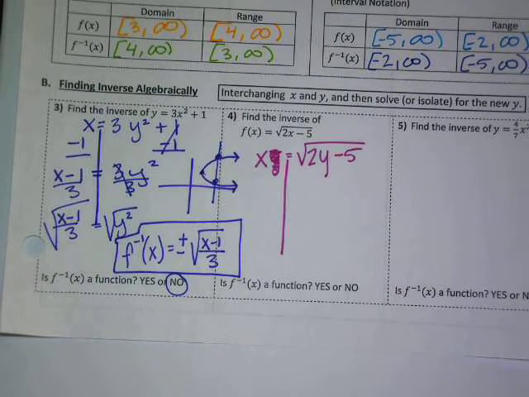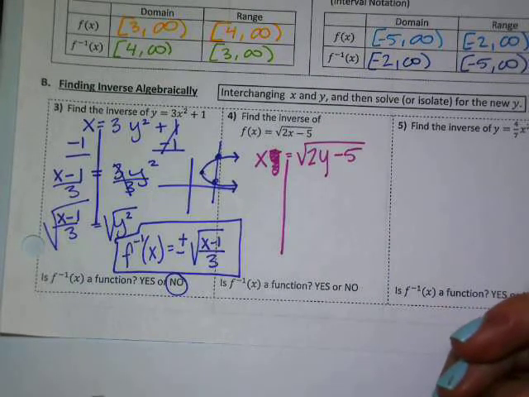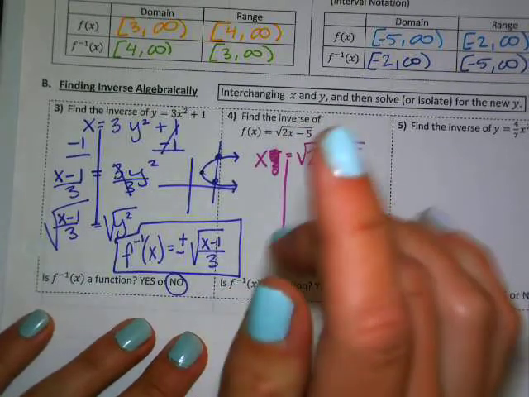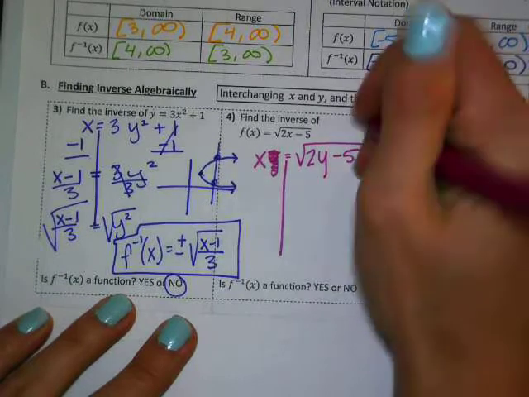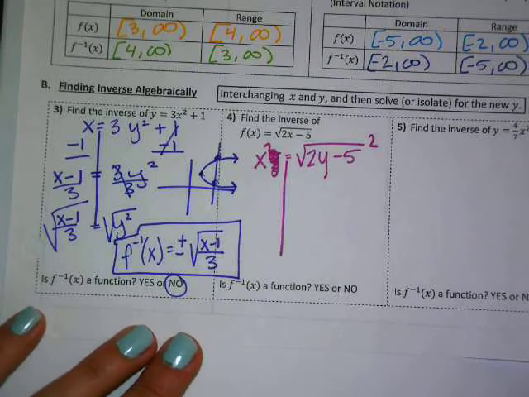The 2y minus 5 is underneath the house. So you cannot do anything with the 2y minus 5. You first have to get rid of the square root. So how are you going to get rid of a square root? You square it. Yes, square it.